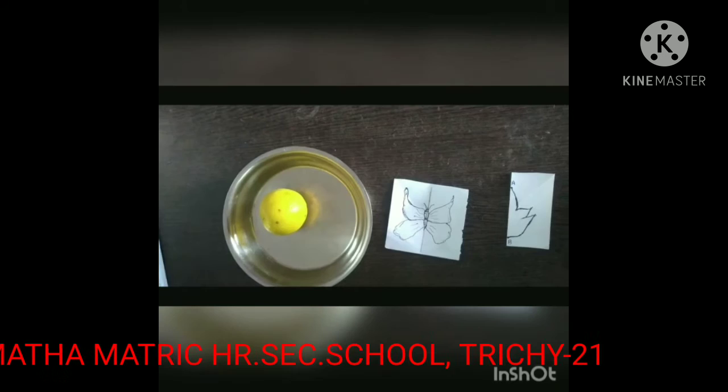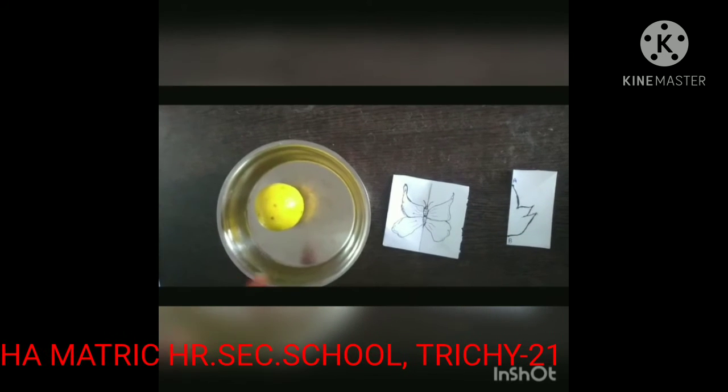Next, every object has some views. For example, let's compare this square and rectangle. There is the top view, front view and side view. Now let's do one activity, then you will get a clear idea of symmetry. Come, let's see the activity.